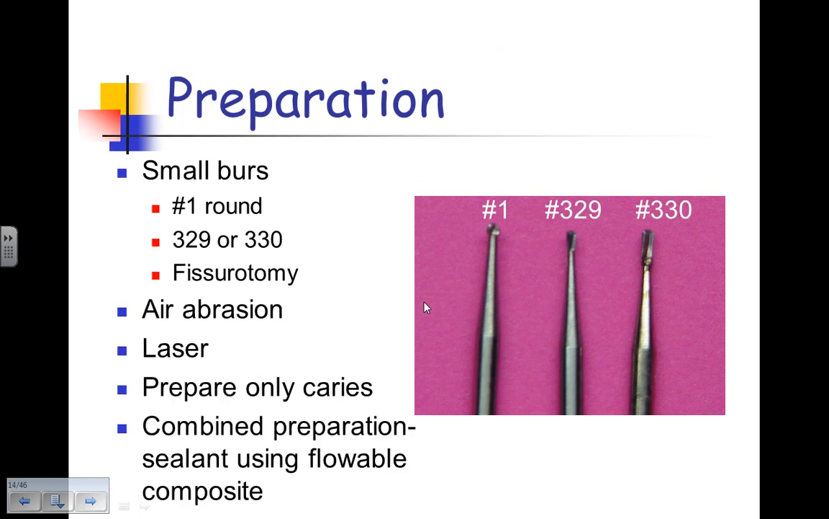Our preparations are done with very small burrs, and here we're looking at a number 1 round burr. On the right-hand side, a 329 burr and a 330 burr, smaller burrs to do our preparation. We can also use flame-shaped diamonds on a high-speed handpiece with an air water spray. People have used air abrasion where they're sandblasting the enamel. And people have also used lasers. Keep in mind these are site-specific, minimally invasive preparations.